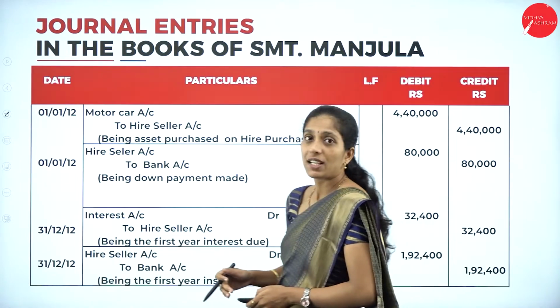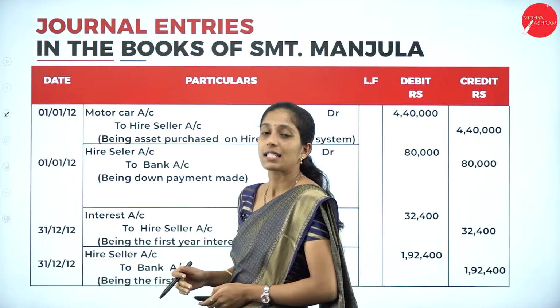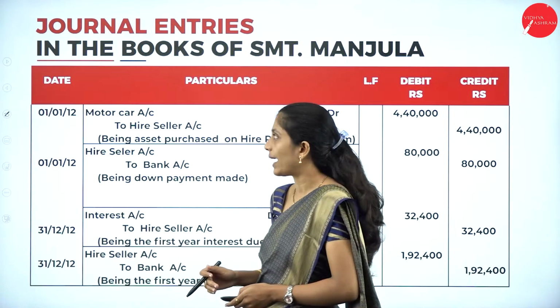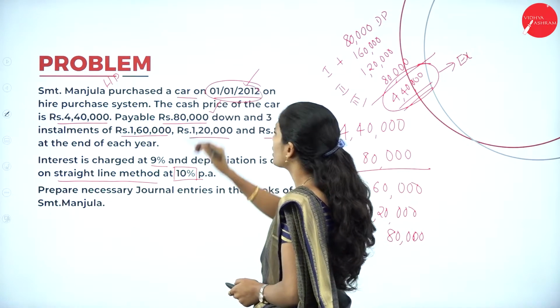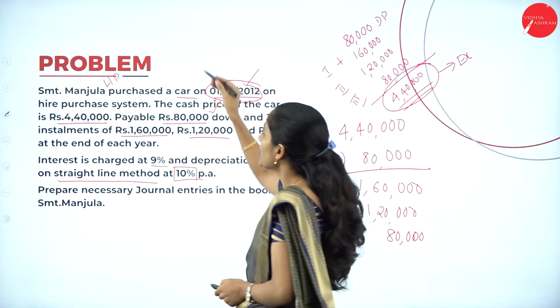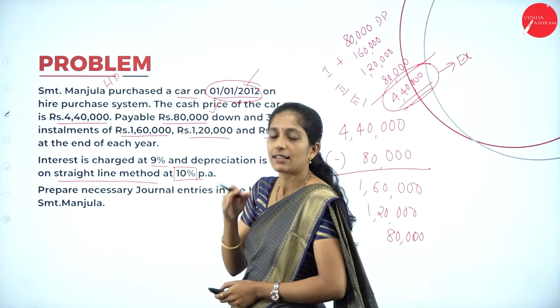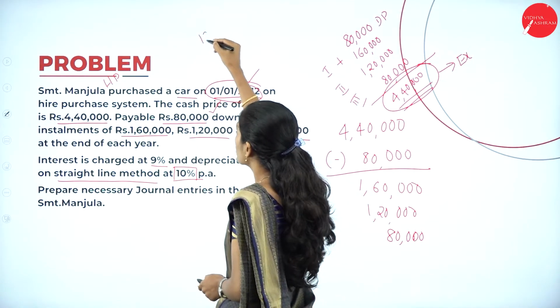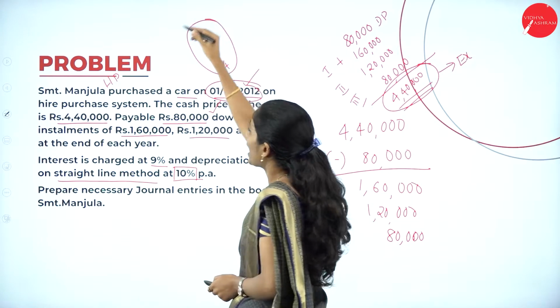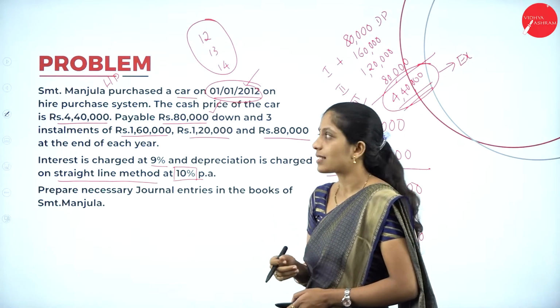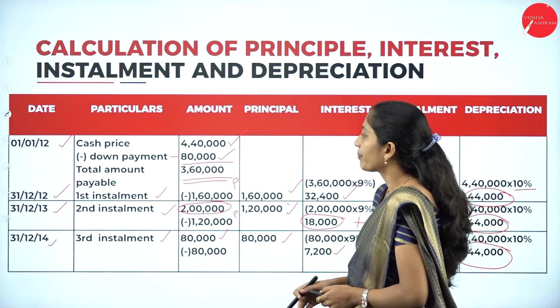Now when did we purchase the asset? When did Manjula purchase the asset? On 1/1/2012, right? If you see the question, the date is 1/1/2012. So the payment is made over 3 years. First year is 2012, next is 13, next is 14. For these 3 years, we have to record the entries. Now go through the solution.